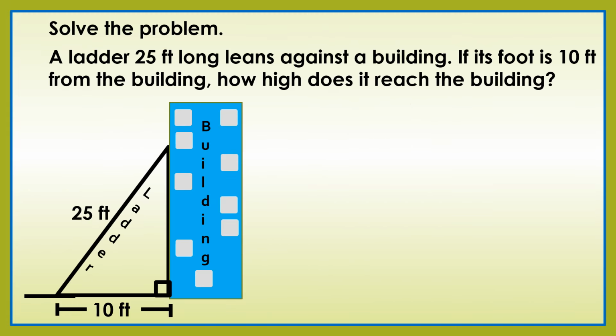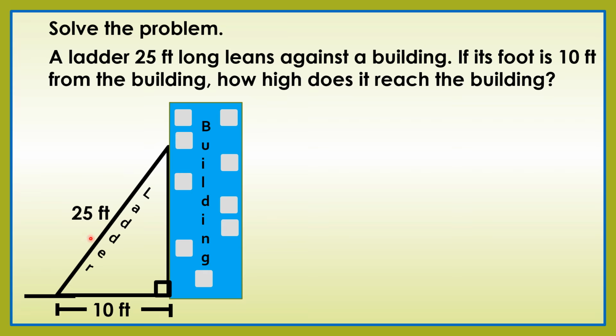Let's have here a sample problem. A ladder 25 feet long leans against the building. If its foot is 10 feet from the building, how high does it reach the building? So, ito yung ating illustration. Yung 25 feet dito, that is the hypotenuse. Yung 10 dito, that is the shorter leg. And then, yung longer leg ang ating isosolve ngayon.